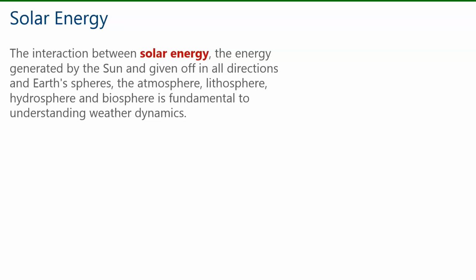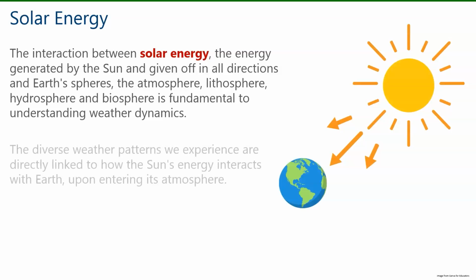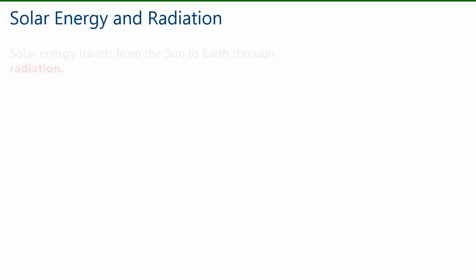The interaction between solar energy, the energy generated by the sun and given off in all directions, and Earth's spheres, the atmosphere, lithosphere, hydrosphere, and biosphere, is fundamental to understanding weather dynamics. The diverse weather patterns we experience are directly linked to how the sun's energy interacts with Earth upon entering its atmosphere. Solar energy travels from the sun to Earth through radiation.